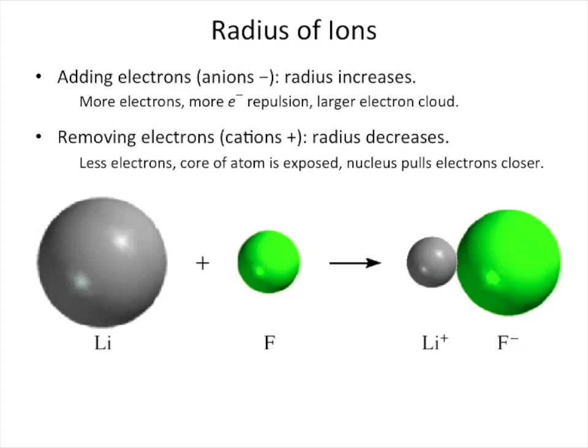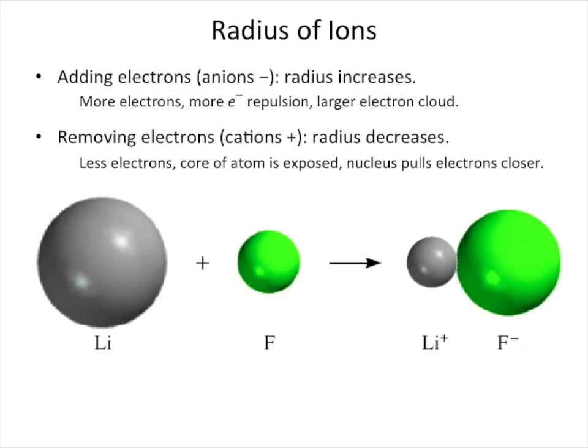So if you add electrons and make a negative anion, the radius increases. The reason here is that if you have more electrons, there's more repulsion between the electrons and a larger electron cloud. So that means the electron area gets a little bigger because the electrons tend to repel. Another way to think of it is that you have more electrons for the same positive nuclear charge, so the effective nuclear charge felt by each electron is lower, and thus it can't pull it in as tightly.